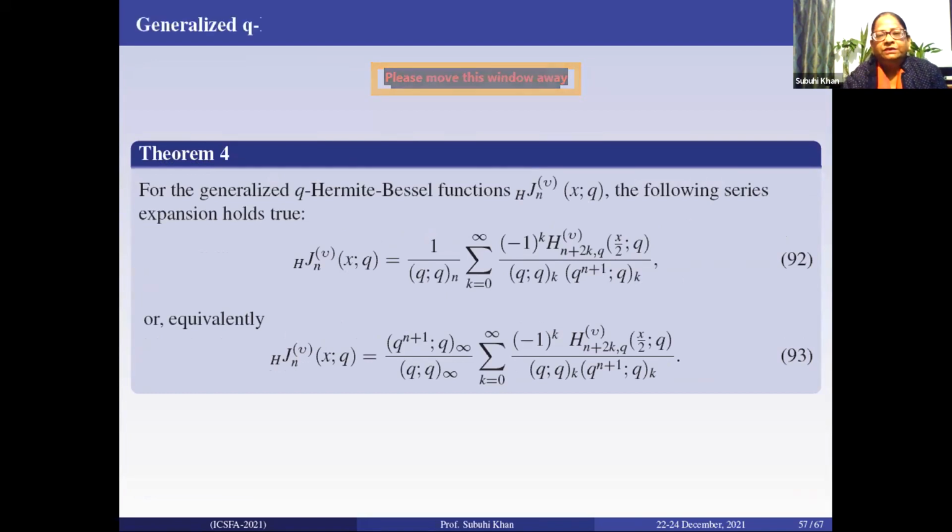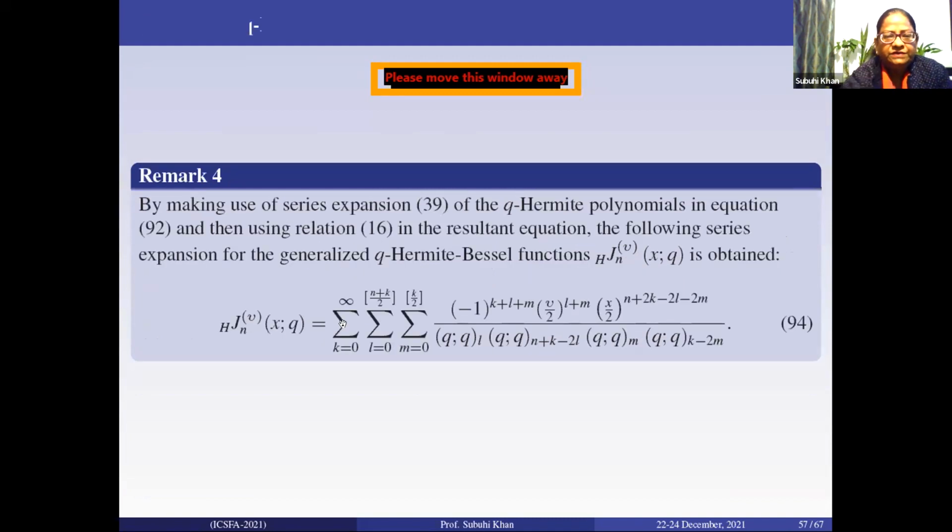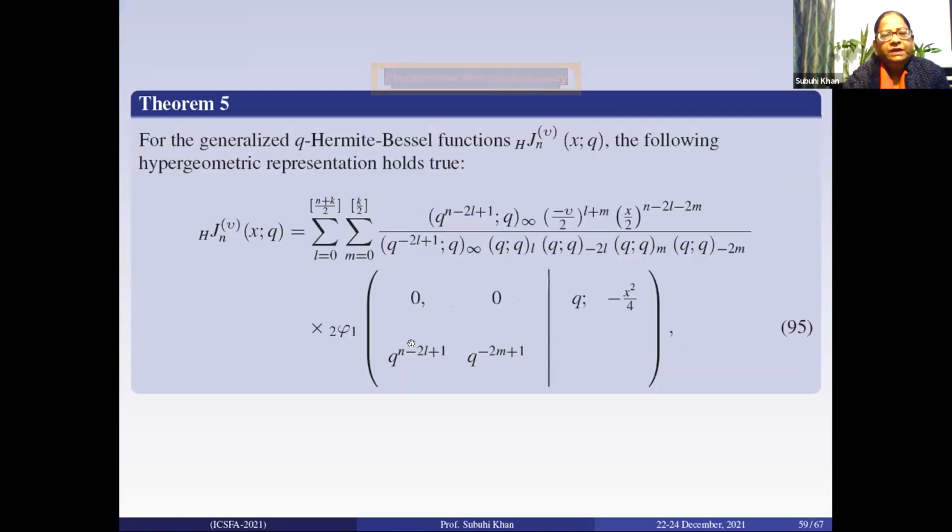And then we have the result for the Q generalized Hermite Bessel function also. That is, we have gone to a hybrid family also. This is expressed in terms of h nu n plus 2k x by 2q, and here we have Hermite Bessel functions, Q Hermite Bessel functions. So these are two relations for this also. And again, we try to give an explicit expression for the generalized Q Hermite Bessel function, which is given in this form. And this is for the Q Hermite Bessel functions.